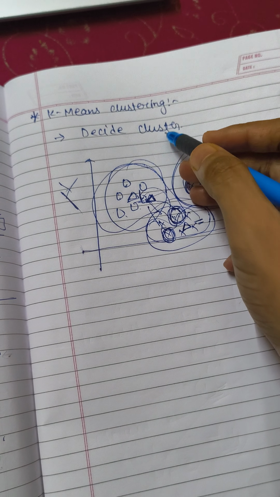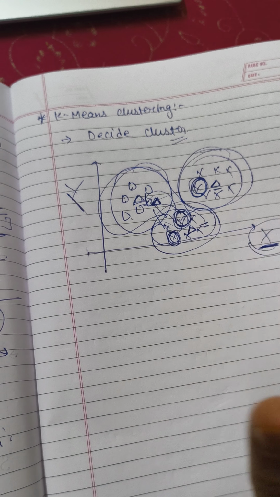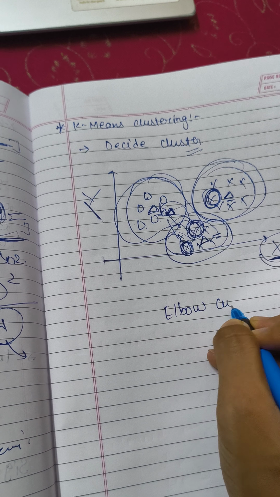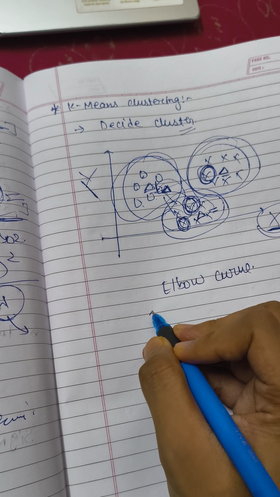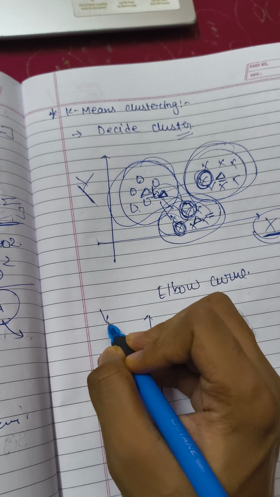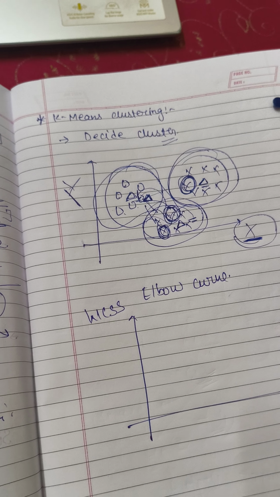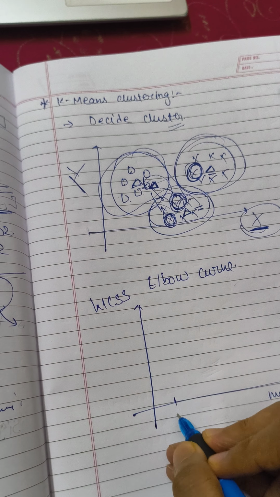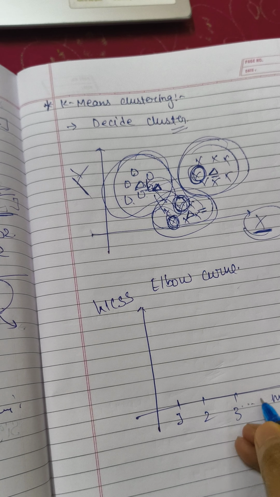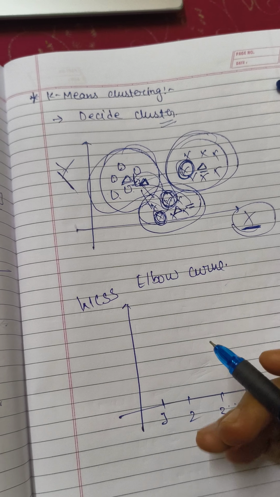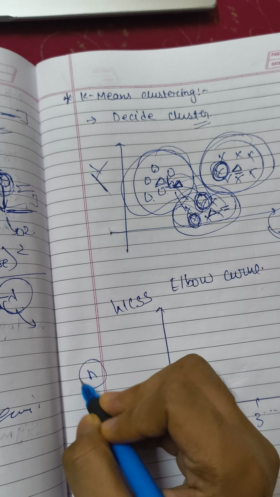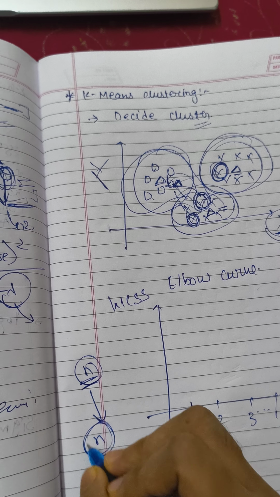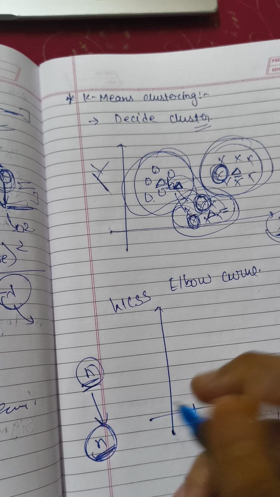Now let me tell you how we decide how many clusters are going to be made. It is decided by the use of the elbow curve. What we do is we put the WCSS value here and the number of clusters here. So suppose 1, 2, 3, any number of clusters which I want to make. Suppose a data set has n data points, then what is the maximum number of clusters that can be made? N clusters can be made. Each point can be considered as a cluster itself.